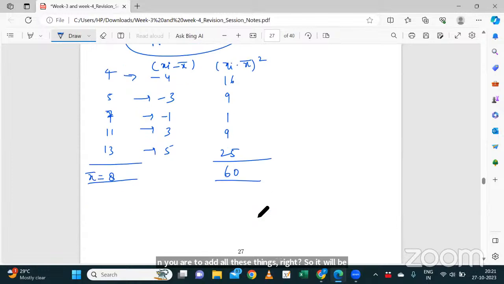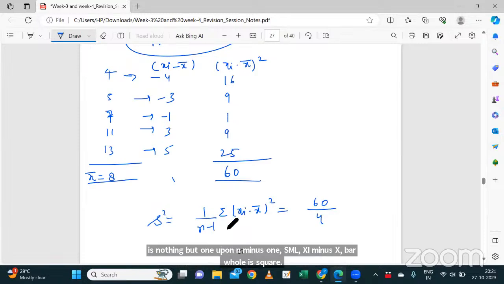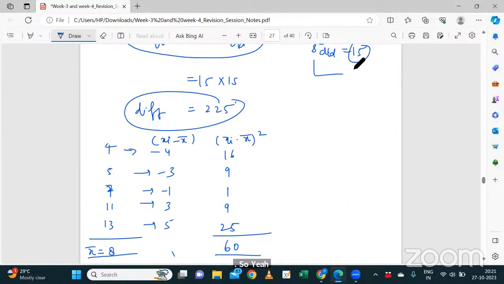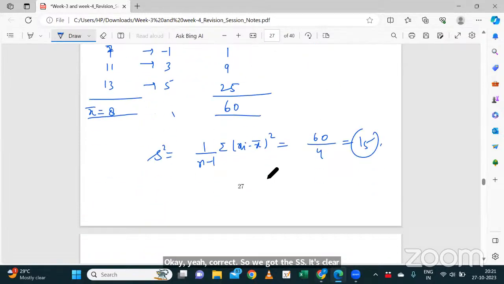And what is the sample variance? Sample variance is 1 upon n minus 1 times the summation of xi minus x bar whole square. It will be 60 divided by 4, since n is 5 and n minus 1 is 4. So it is 15. We got s square old as 15. It's clear?